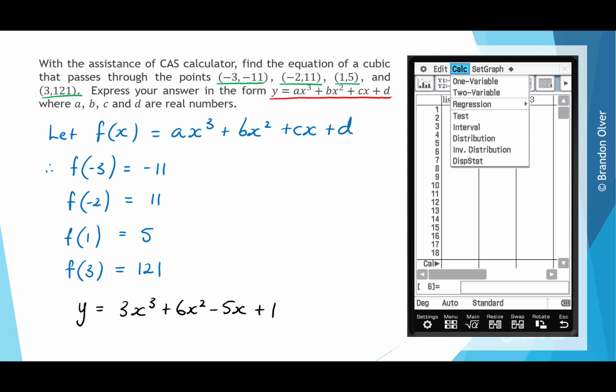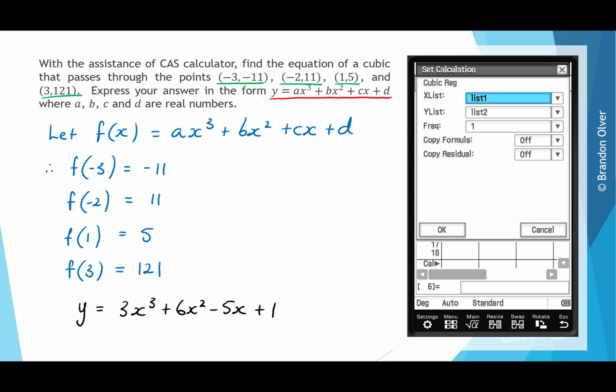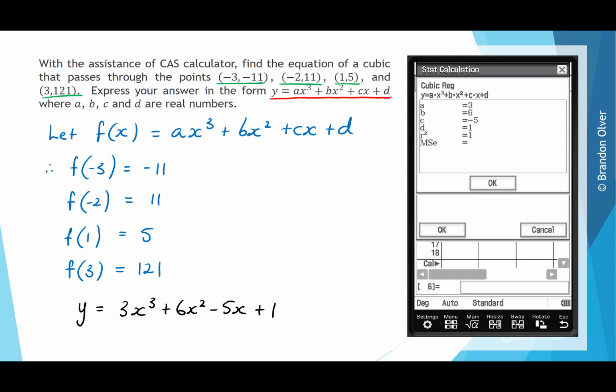Next we can go calc regression, and we can go cubic regression. X is in list 1, Y is in list 2, press OK. And this tells us that if we have a cubic in the form ax to the power of 3 plus bx squared plus cx plus d, a equals 3, b equals 6, c equals -5, and d equals 1, which agree with the equations we found using the simultaneous equation solver previously.